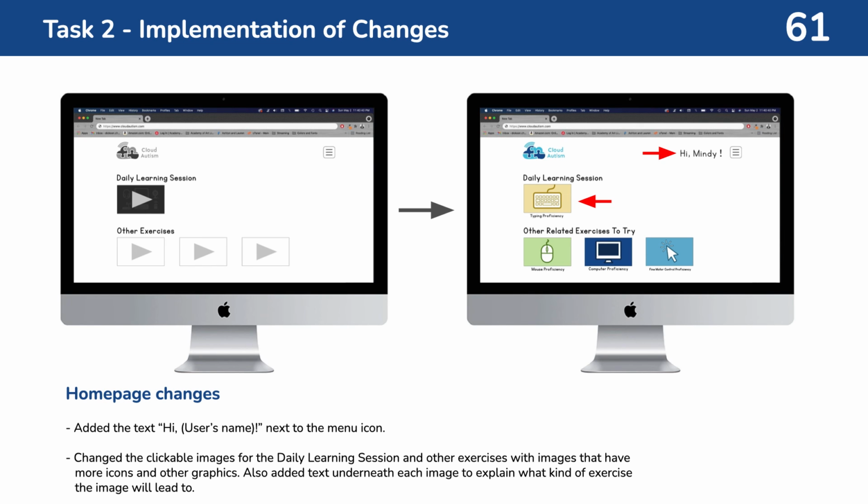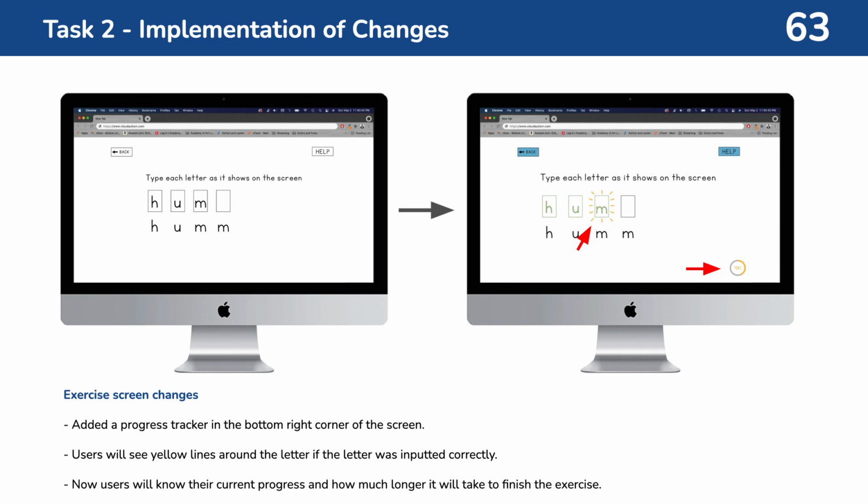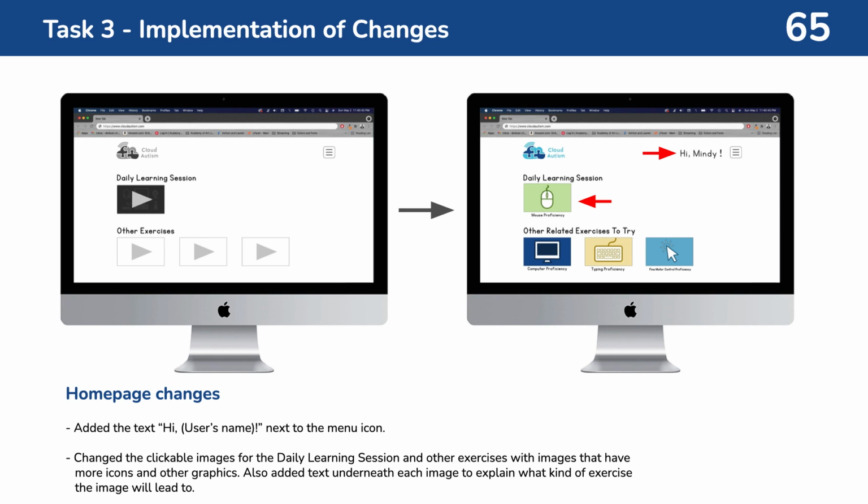The changes that were made to the homepage in the first task also apply to the second task. The timer screen for the second task also went under this change. For the exercise page, Mindy did not know when her exercise would end, so a progress tracker was added. Little yellow lines will also appear around each correctly typed letter. The congratulations screen of the second task had the same changes as the first task.